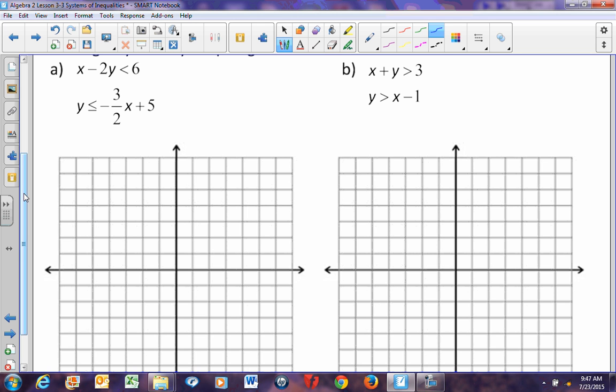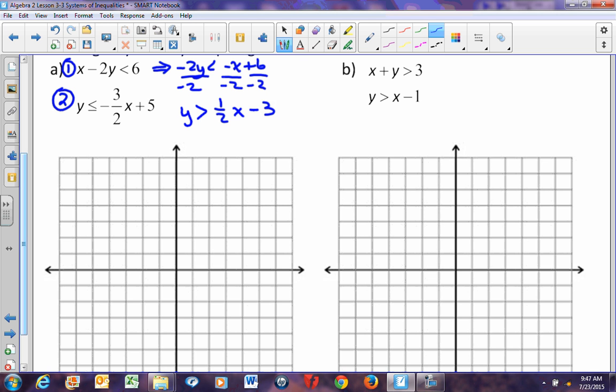If I look at this first inequality here, it's not written in y equals form, so I'm going to put it in y equals form. Negative 2y is less than negative x plus 6. If I divide by negative 2, I get y, and I reverse my inequality since I divided, so y is greater than 1/2 x minus 3. Okay, so that is my inequality for this. y is greater than 1/2 x minus 3.